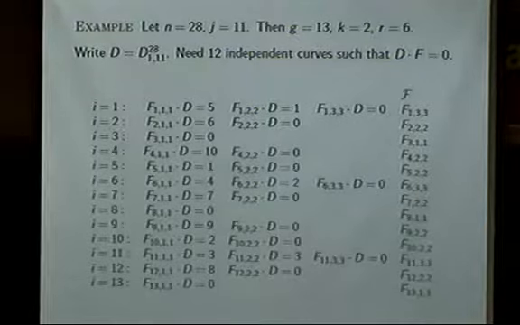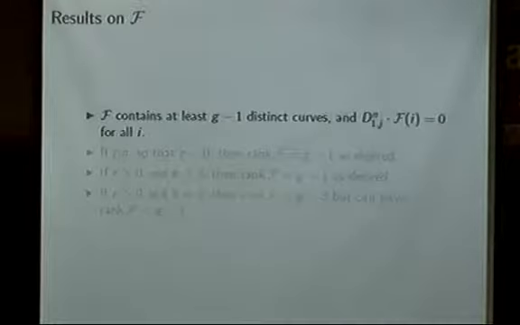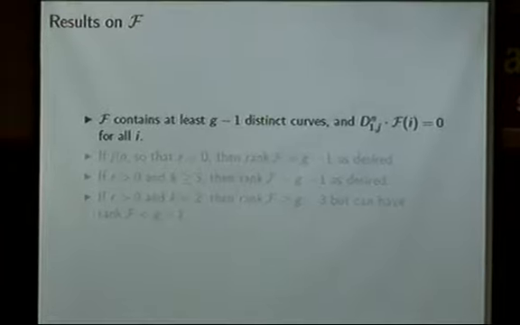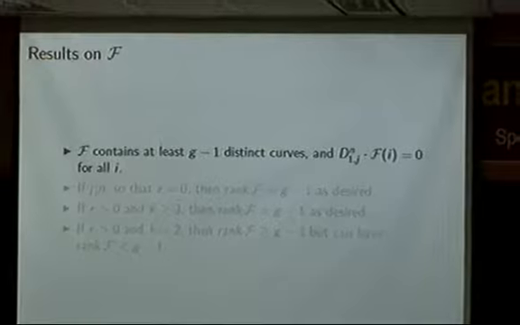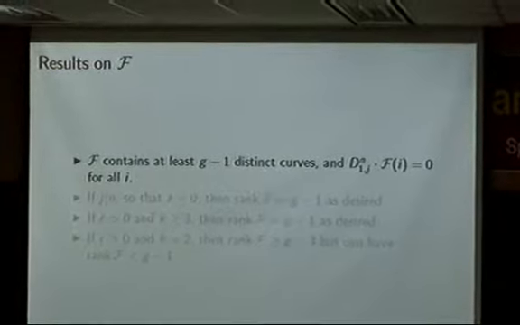So you run through the whole family like this, and you compute all the curves. What you can show about this family F is that it always contains at least g minus 1 distinct curves, and they all intersect our divisor in degree 0.